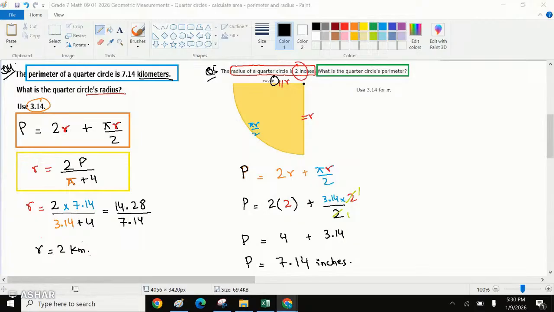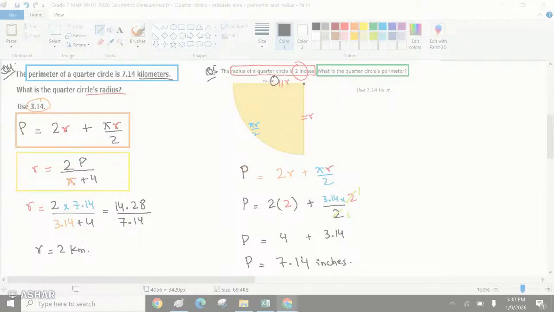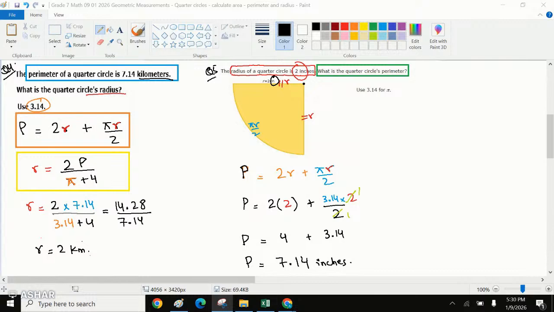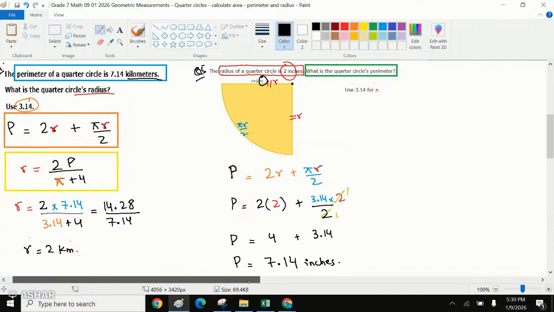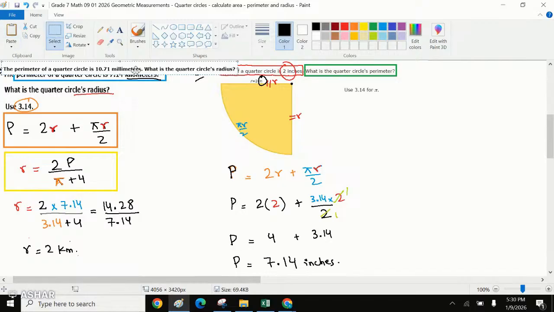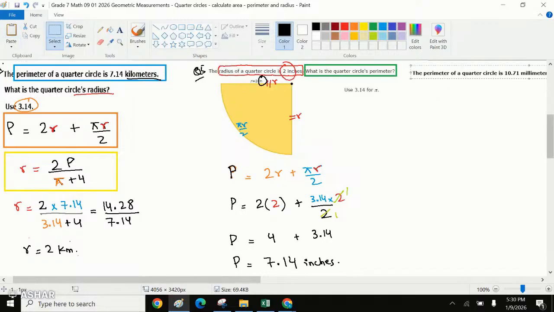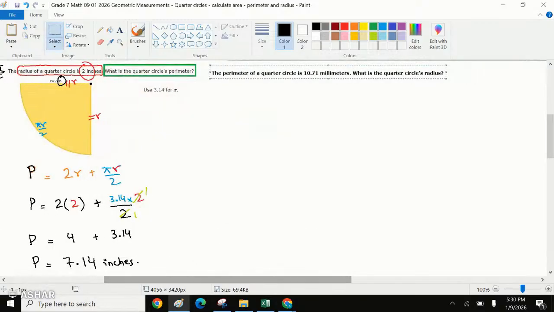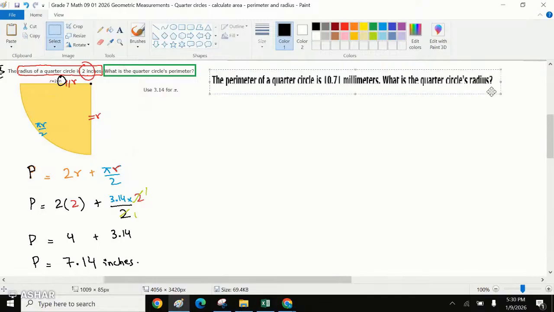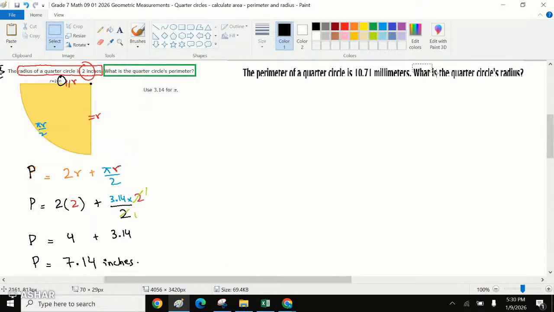The next question says, okay, and in the next one we are given the perimeter and we need to find the radius, right? So we need to remember the other formula, okay? So can we say that, I'll just copy paste it. What do we need to use? I'll just give you the formula. Okay, this was given to us. And what is the quarter circle's radius, right?